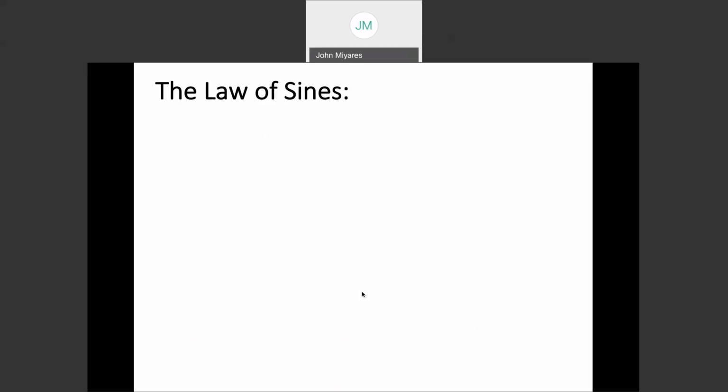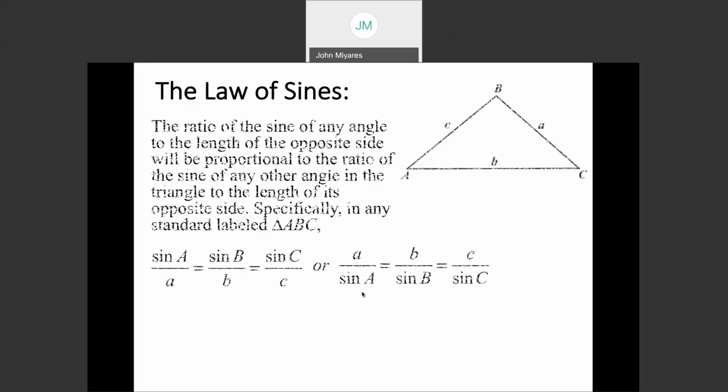So some of you are thinking to yourselves, yeah, so what? Well, what this conclusion basically provides for us is a strategy for finding the missing sides and angles in non-right triangles. It's based on the idea that the ratio of the sine of any angle to the length of the side opposite that angle will be proportional to the ratio of the sine of any other angle in the triangle to the length of its opposite side. Specifically, in any standard triangle labeled ABC, the sine of angle A over side A will equal the sine of angle B over side B and the sine of angle C over side C.